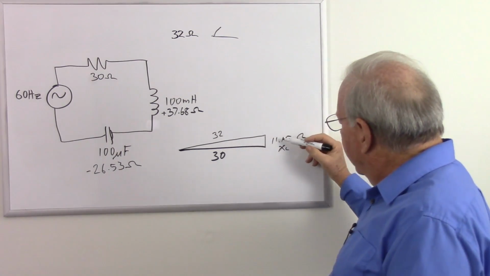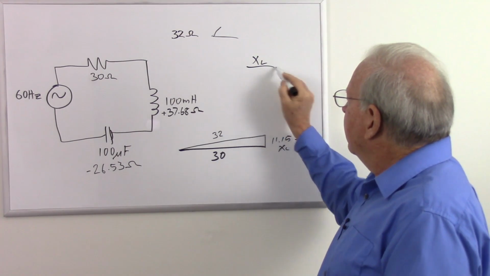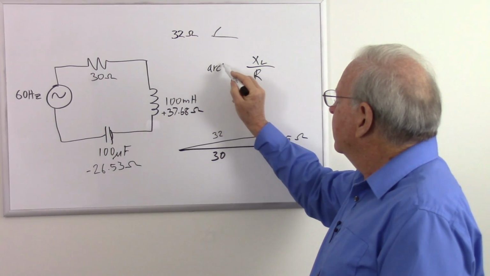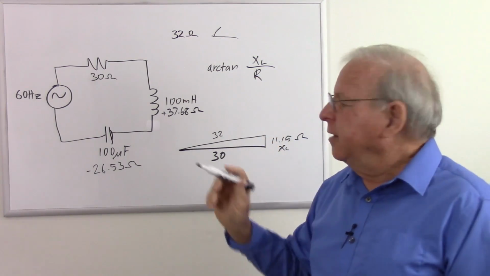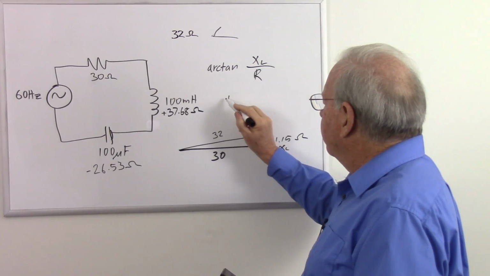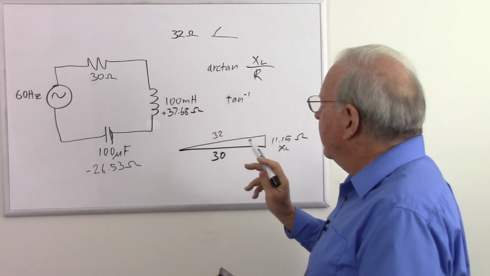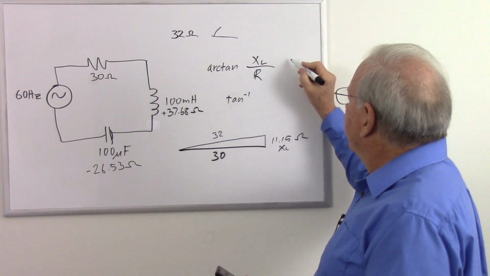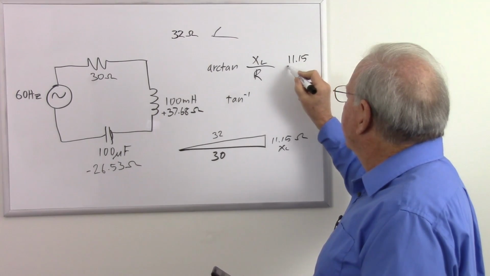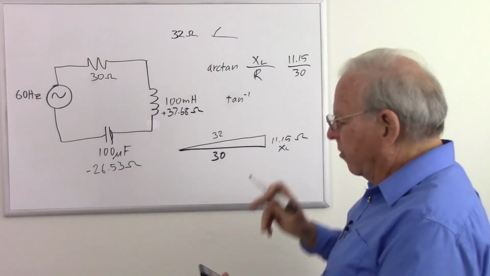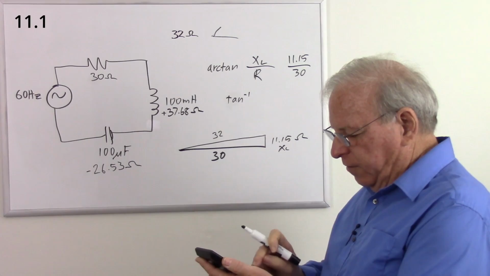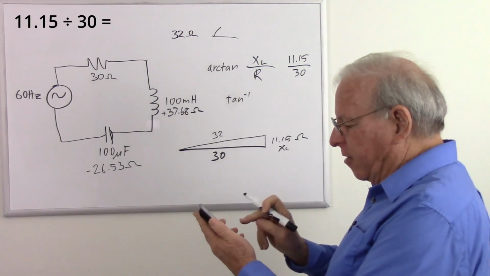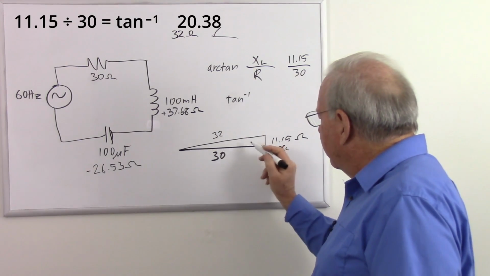Well, we calculate that by taking the reactance, dividing that by the resistance, and then taking the arc tangent of that, which on many calculators is the tangent button to the power of -1. Depends on your calculator. Some say arc tangent, some say tangent to the power of -1. So that's going to be 11.15 divided by 30, and then take the arc tangent of the result. Here we go, 11.15 divided by 30 gives us an intermediary number. I take the arc tangent of that, and I got 20.38 degrees.